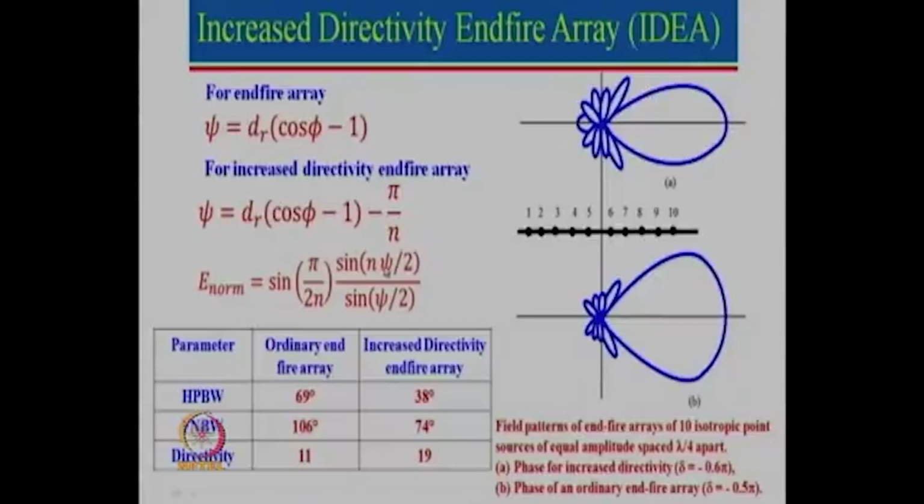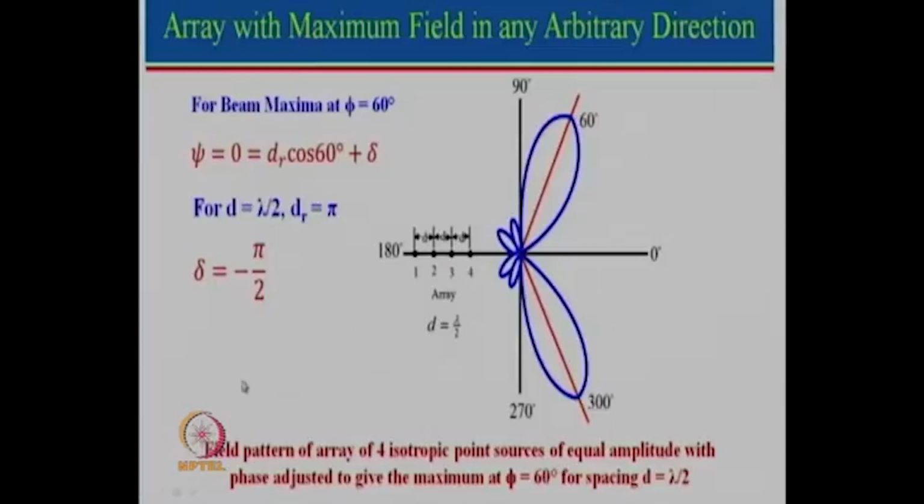So, this is that additional phase corresponding to psi, which is pi by n. If we use this particular thing, we need to use this normalized function, and that is how we can realize the increased directivity end fire array. So, let us just look at a few other examples.